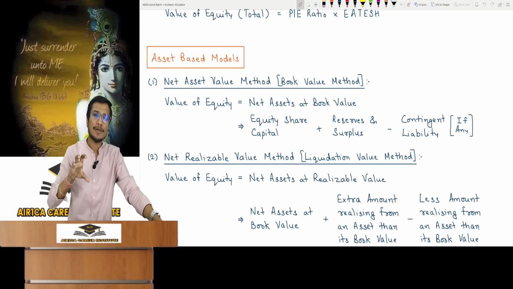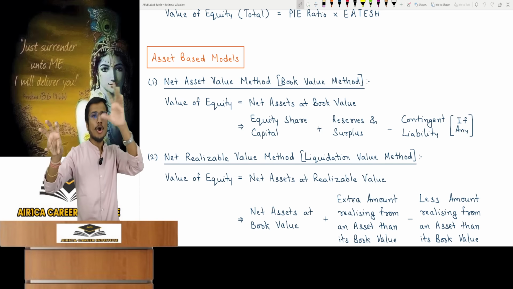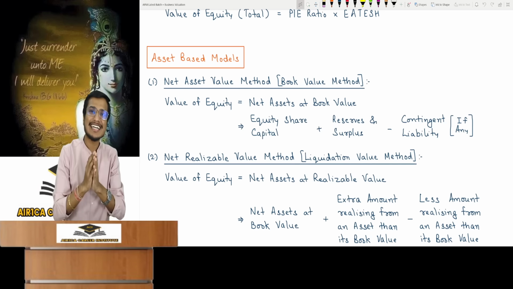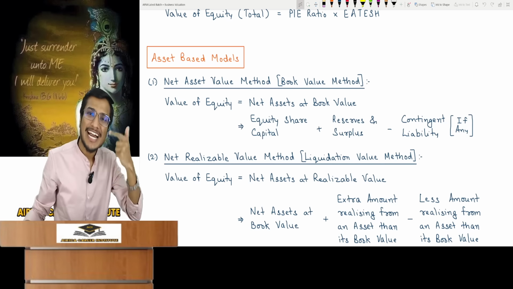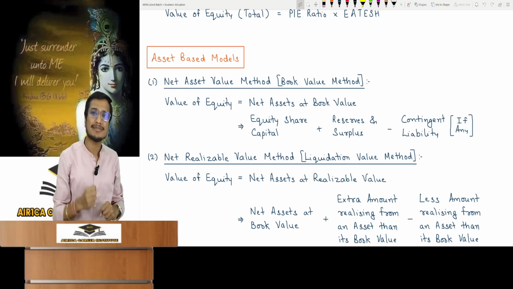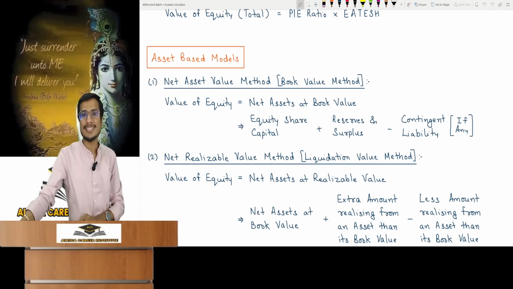What does net asset mean? Find out the net asset value. Net asset value means total assets minus total liabilities. Take the company's total assets and subtract all its liabilities. That will be the net assets, which you also know as book value. It's also called net worth. Go back to the basics of AFM. If you subtract total liabilities from total assets, what's left is the net worth or book value, which is why it's also called the book value method.